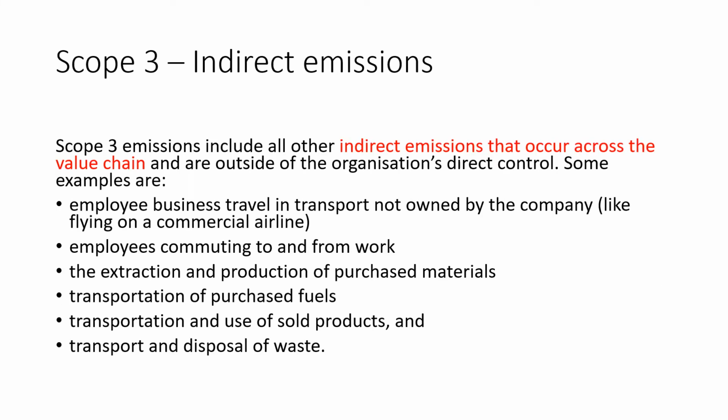Now we'll also see what is scope 3. This is also indirect emission, but they are coming out from your supply chain partners. For example, your employee is on business travel in a transport not owned by the company. So that is scope 3. Employees commuting to and from work, scope 3. Extraction and production of purchased material, scope 3. Transportation of purchased fuel, scope 3. Transportation and use of sold products, finished products, scope 3. Transport and disposal of waste also, though it is done by others other than the company vehicle or company mechanism, this is called scope 3 emission.